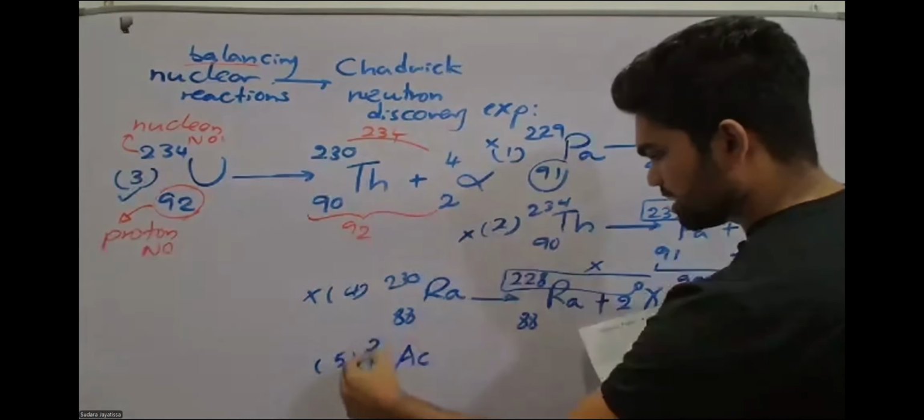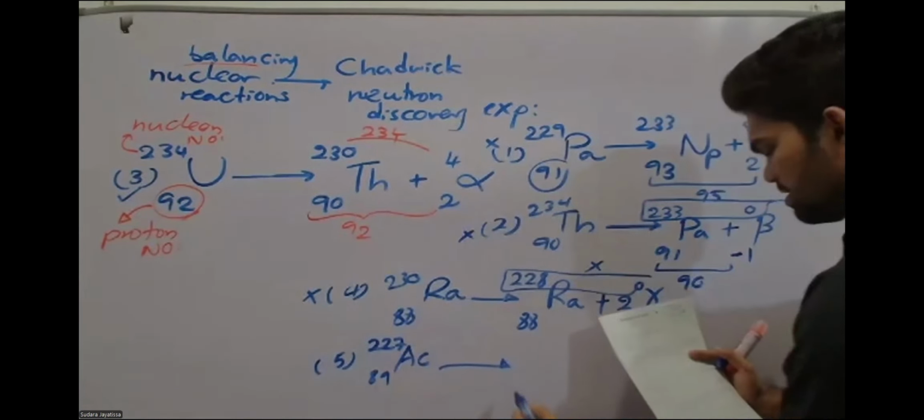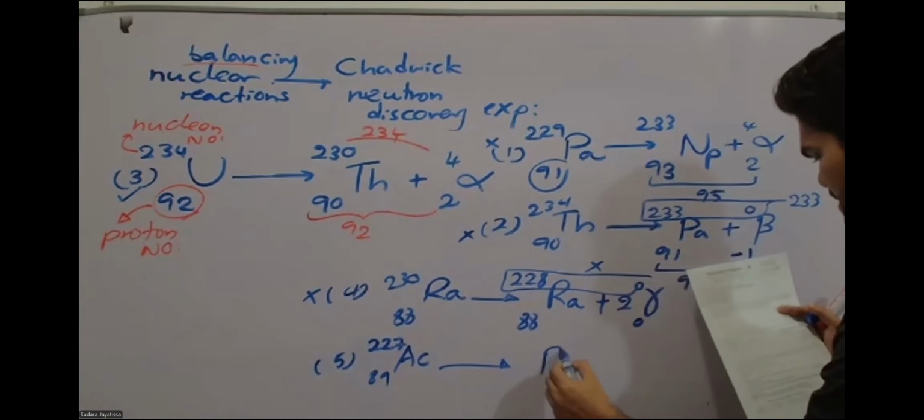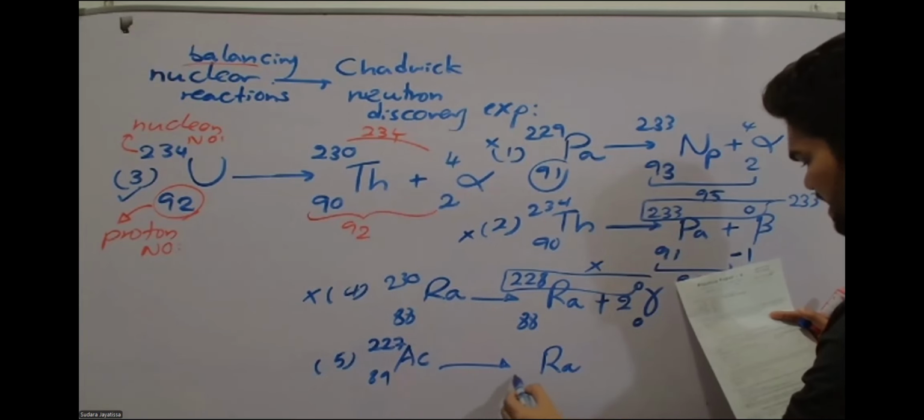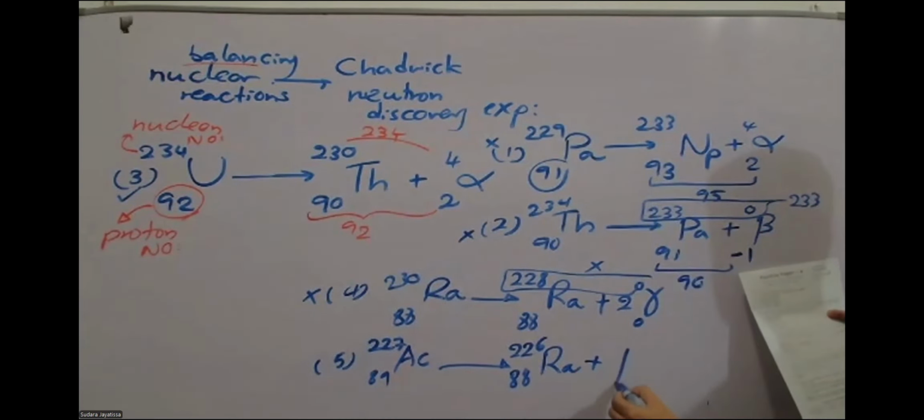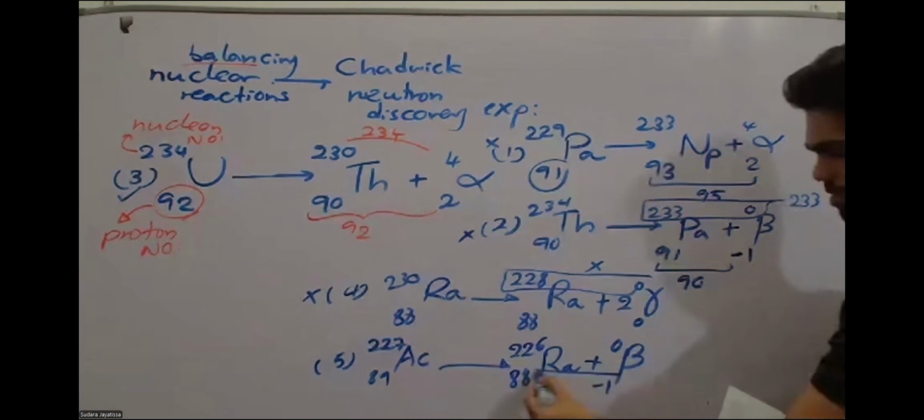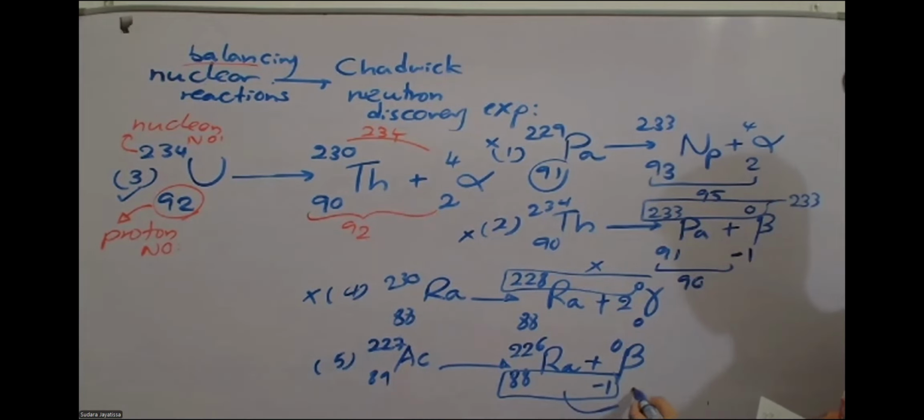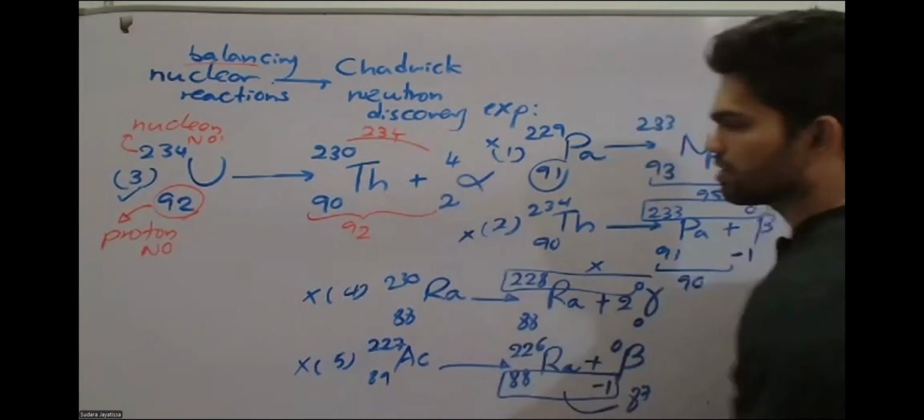89, 227. Okay, so these all are radioactive decays. You can see it is not colliding with any particle, but still it is breaking into several particles. So we call these radioactive decays. So again a beta particle, -1 and 0. You can see the proton numbers are not going to get balanced. So it is going to give you 87, but on the left side you have 89. So again the fifth one is wrong too.